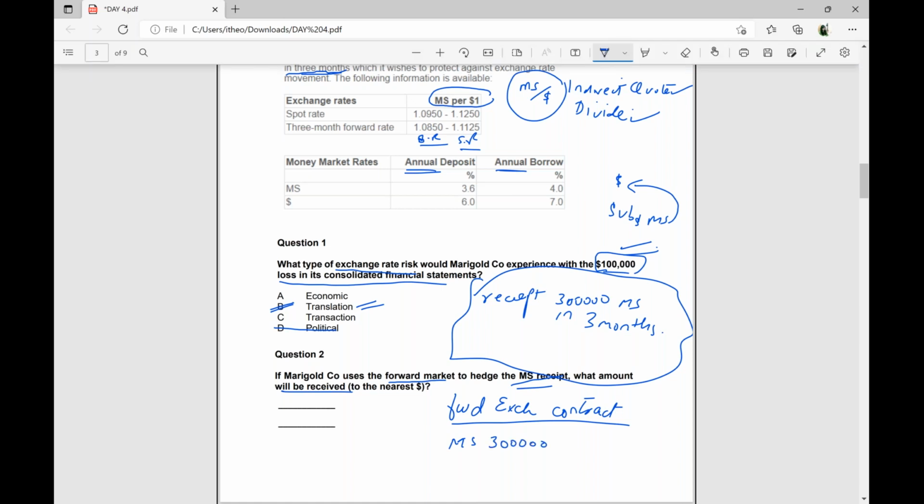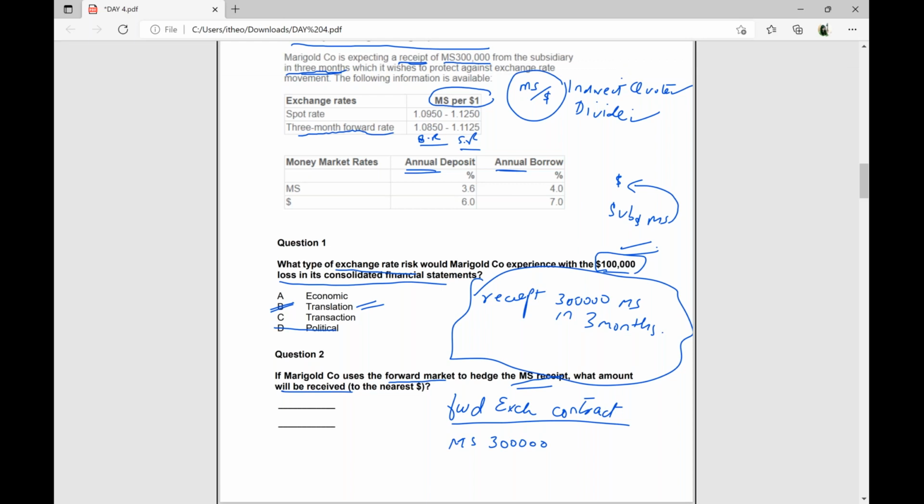For a forward exchange contract, you always use forward rates. Spot rates are today's rates, but for the forward market, you use forward rates. So there are two forward rates. It's 300,000 shillings. Will you multiply or divide? It's an indirect quote, so you will divide. And since it's a receipt case, when a receipt comes, we always do the contract to sell. We will use the selling rate.